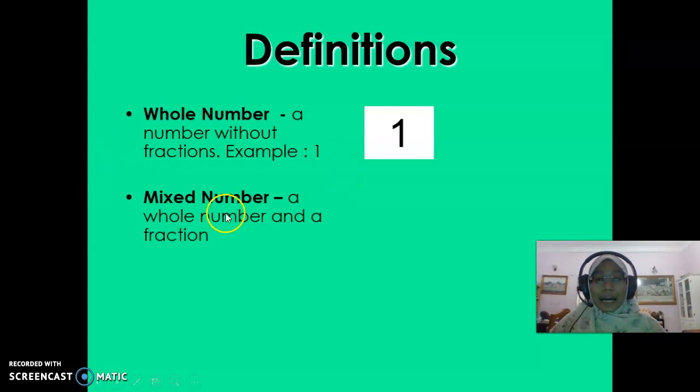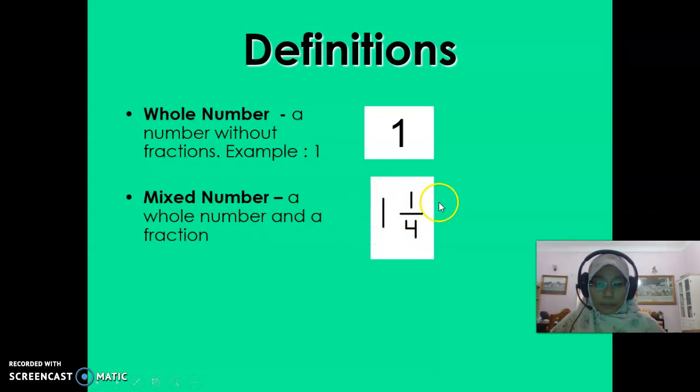Next, mixed number. Mixed number is a whole number and a fraction. Okay, this is an example of a mixed number. 1, okay, how do you read it? 1, okay, first we read the whole number and then 1 over 4. So, all together this is a mixed number, 1 and 1 over 4.